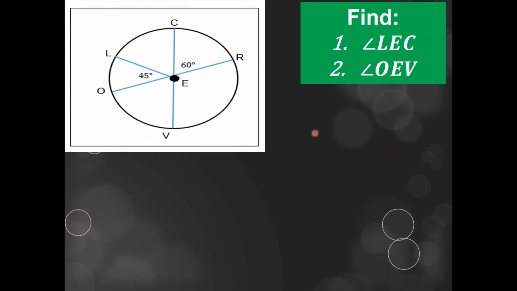In this problem, we're going to find the angle LEC and angle OEB. So it means we have to find LEC. The measurement of this one is X. And then OEB is this one. We need to find the measurement of this. So based on this figure, kailangan natin maghanap ng relationship para ma-solve natin.